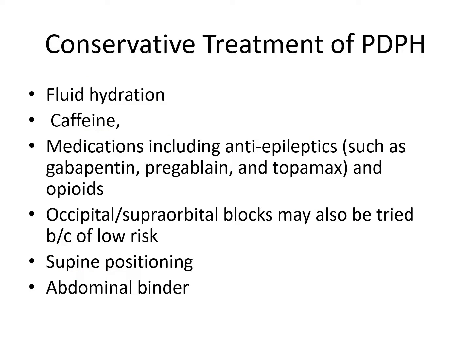Conservative management, as an alternative to an epidural blood patch, includes fluid hydration, medications including antiepileptics such as gabapentin, pregabalin, and Topamax, and analgesics such as opioids. Occipital and supraorbital blocks may also be tried because of the low risk of these procedures. Also, the patient may be placed in supine positioning, which may be better tolerated, as well as wear an abdominal binder.